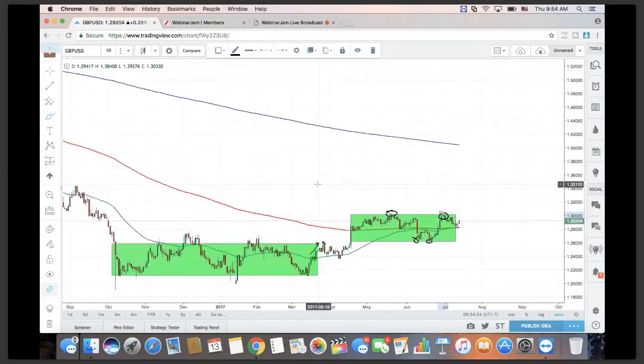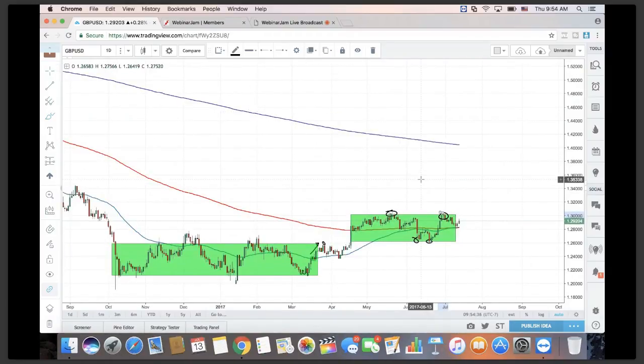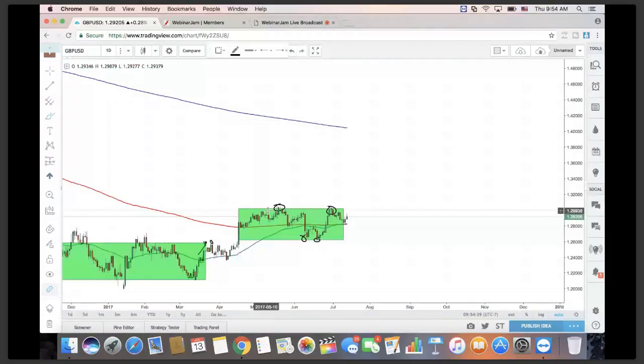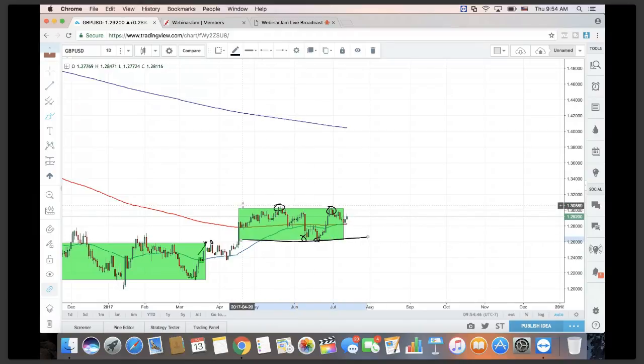because the movement is still moving sideways. Even though the stopping point was here, we can see how they're in a channel, moving sideways. Okay?